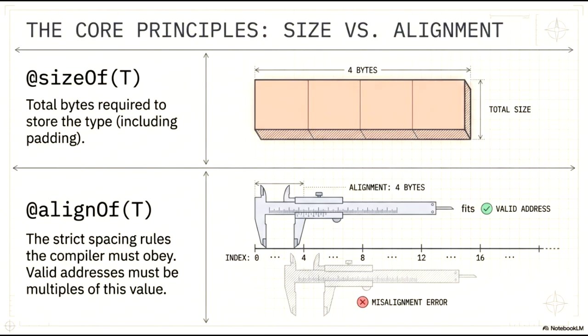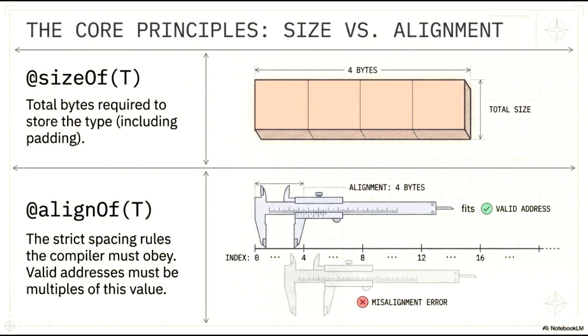First, consider @sizeOf(T). This is the total footprint of the type in memory, measured in bytes. This measurement includes not just the data itself, but also any necessary padding the compiler adds to ensure structural integrity. In this illustration, we see a type occupying a total size of 4 bytes.